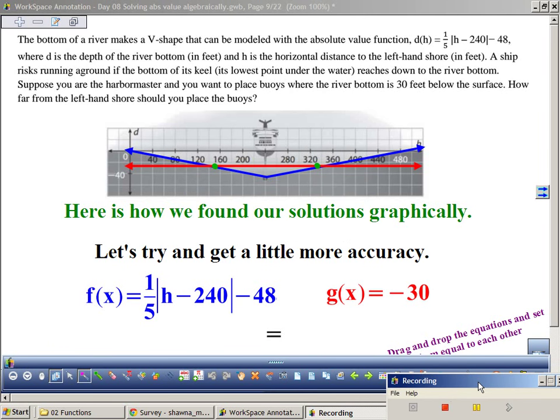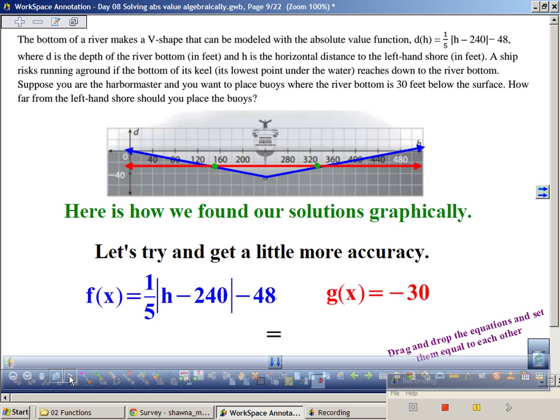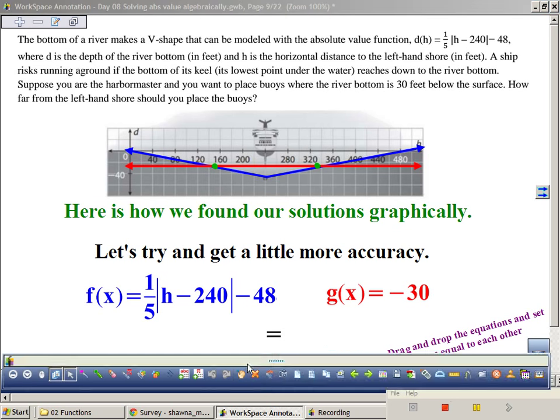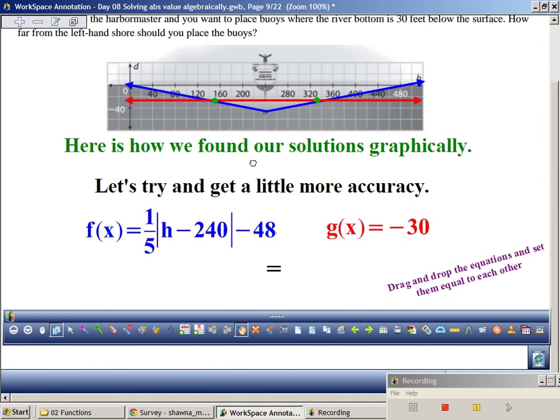3, 2, 1. Okay, so let's talk about what we did yesterday. We talked about the buoys in the boat and how far away the buoys had to be from the land in order for a boat to know that it had enough depth to get through there. Yesterday we did it graphically, but we decided that that's not really that accurate. So I'm going to do it algebraically.